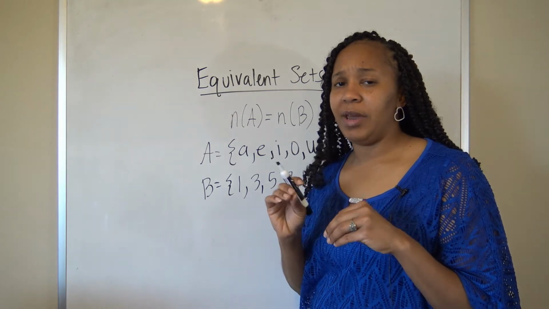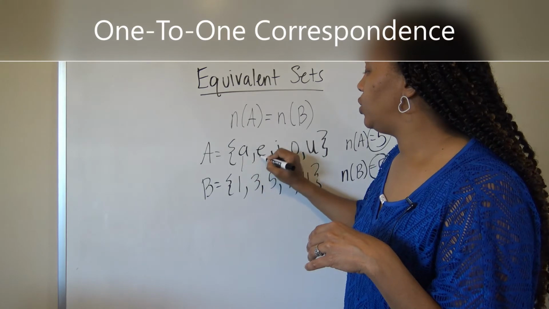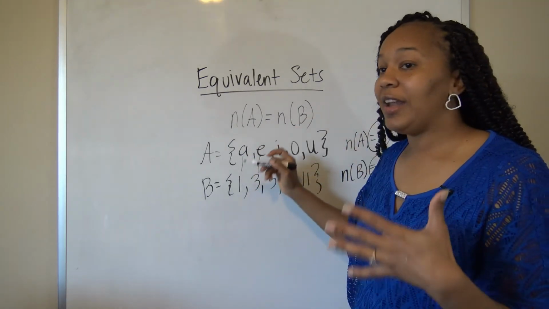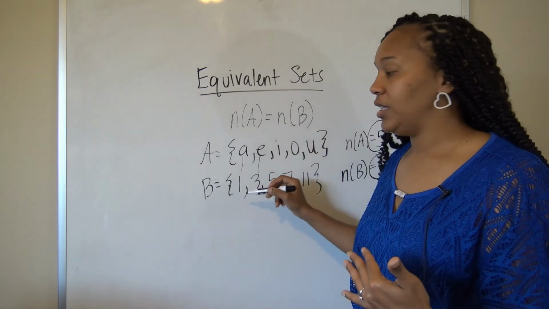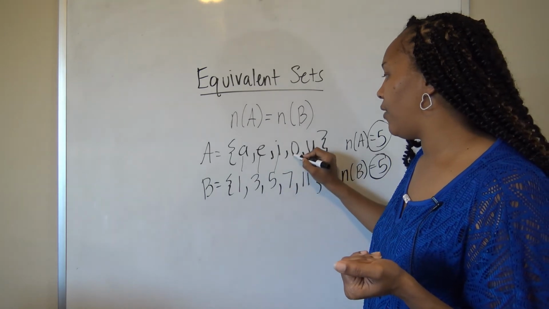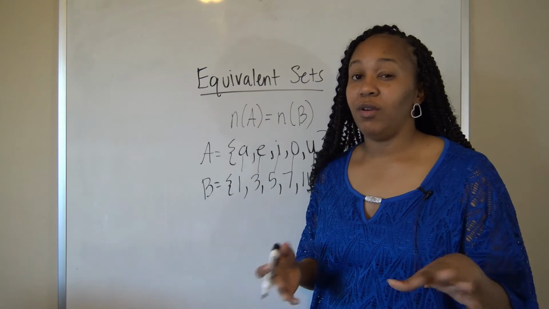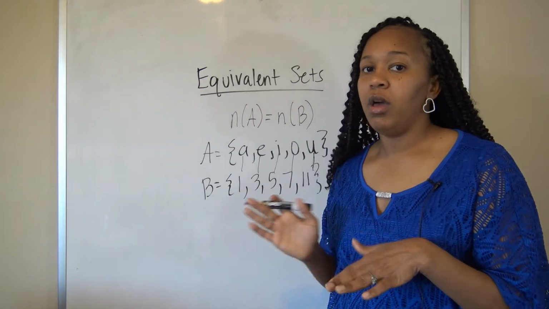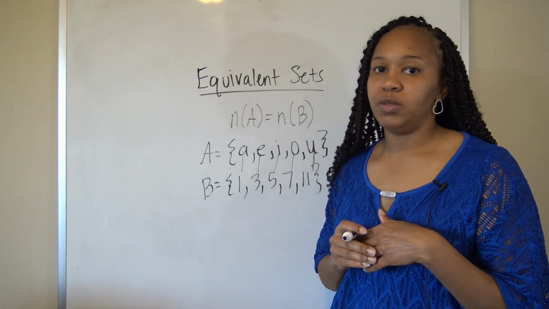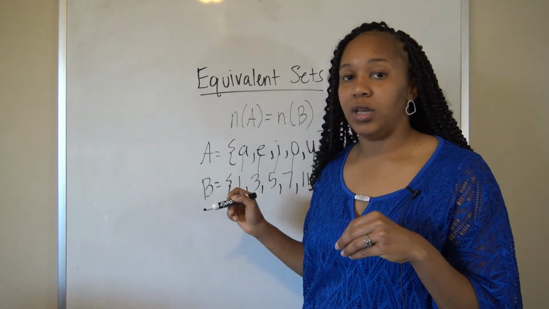Now, what does it mean to be able to create a one-to-one correspondence between them? That means you can align an element from this set with an element from this set, and there are none left over. So like I could assign A to 1, E to 3, I to 5, O to 7, and U to 11, and there are none left over. So basically you can pair them all and none are left over. So that's what it means to create a one-to-one correspondence between them. So sets are equivalent if they have the same number of elements in each set.